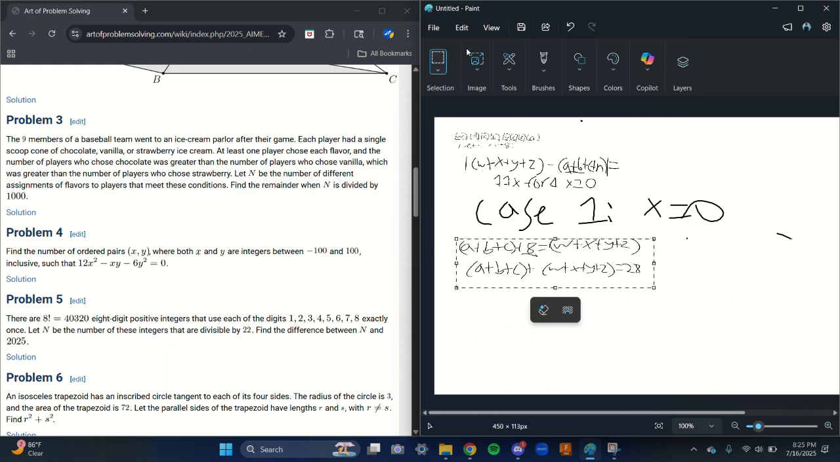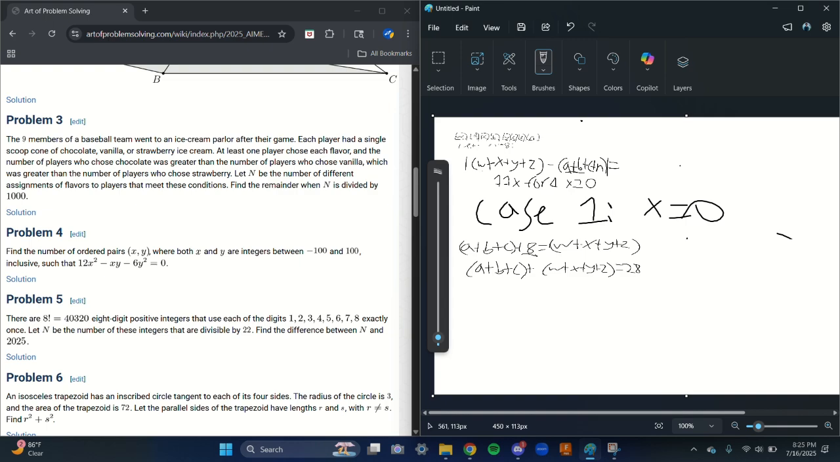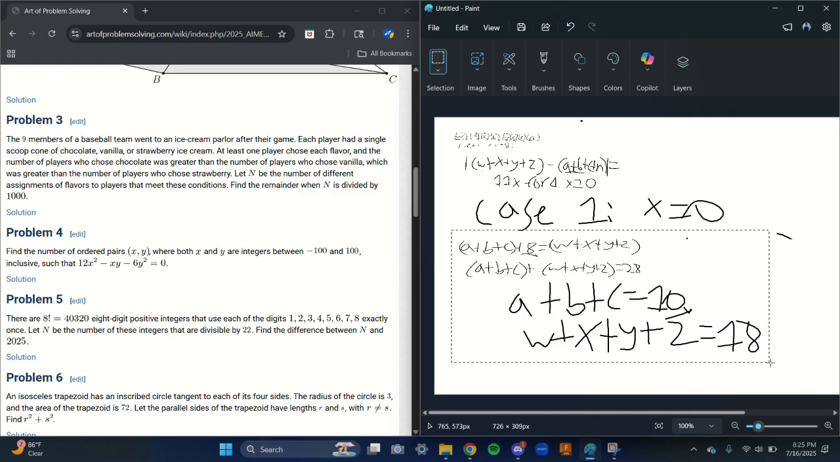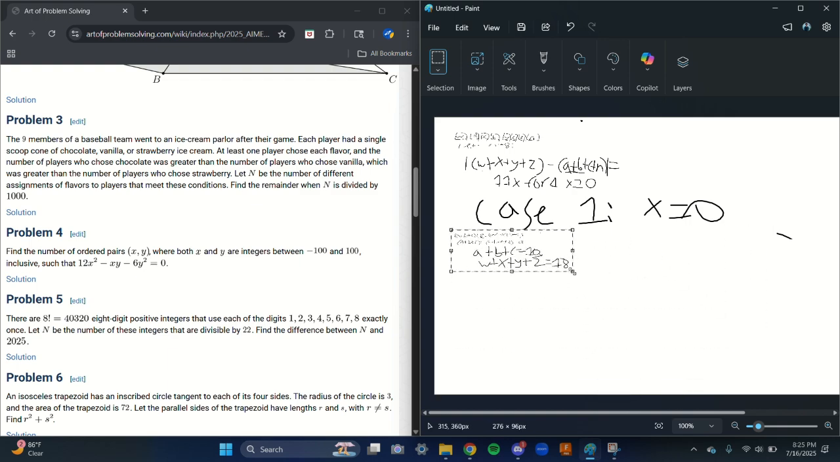So if we do that, then let's see, what do we get? We get a plus b plus c has to equal 10, and w plus x plus y plus z equals 18. Okay, this makes things so much easier now because we know exactly what sums to look for. And these are the only sums that are going to work. So we know a plus b plus c equals 10, and w plus x plus y plus z equals 18.